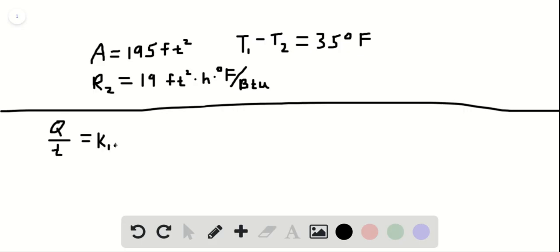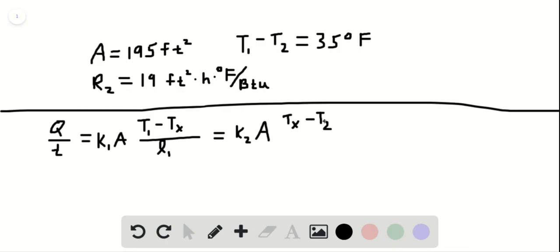K1 times the area times the temperature in the first area minus the temperature at the boundary, divided by the thickness, L1. And we're also going to have that be equal to K2 times the area, it's the same in both cases, times T of x minus T2, divided by L2.